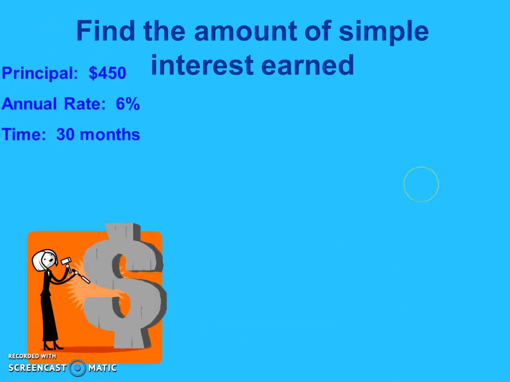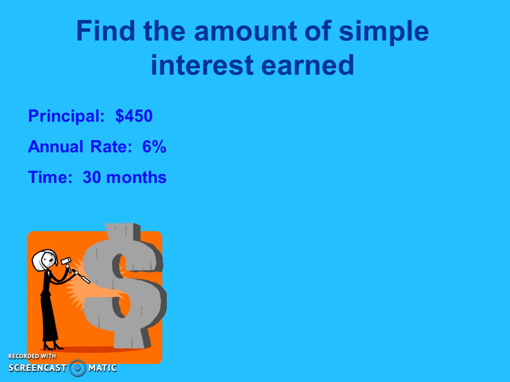All right, next example. Let's start with a principal amount of $450, an annual interest rate of 6%, and our time is going to be 30 months. Thinking about our equation and what we're plugging in: for P, I'm plugging in 450. For the rate, take our percent, 6%, and divide that by 100 to rewrite it as 0.06. And then time, I have it as 30 months.